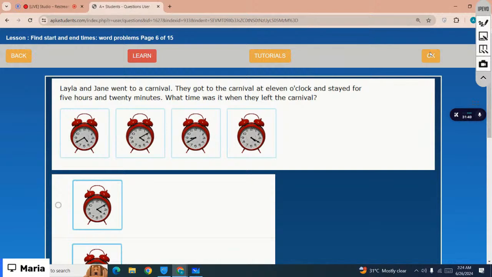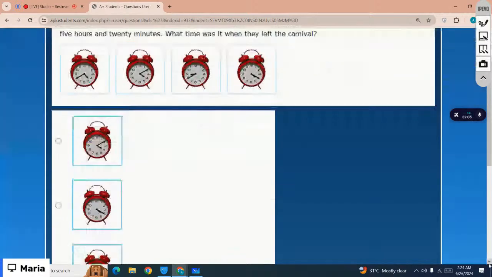11 o'clock, 12, 1, 2, 3, 3:30 or 4:20? Oh, sorry, 5 hours. Yes, that's 4:20. The correct option is 4:20. Option number B is the correct option. Got it?